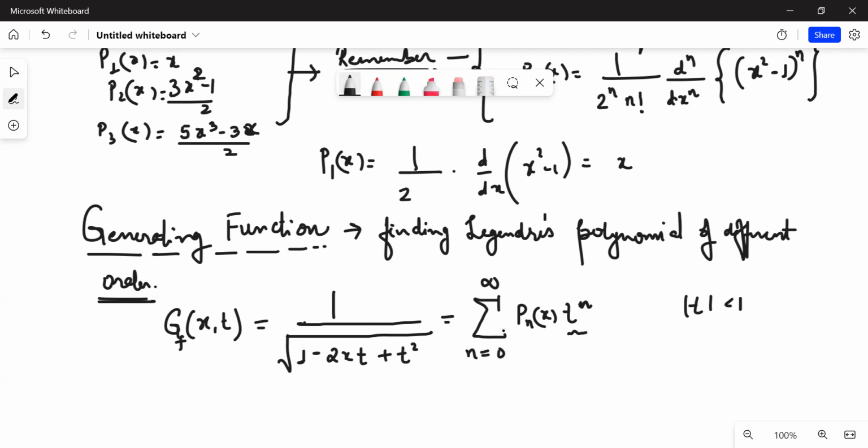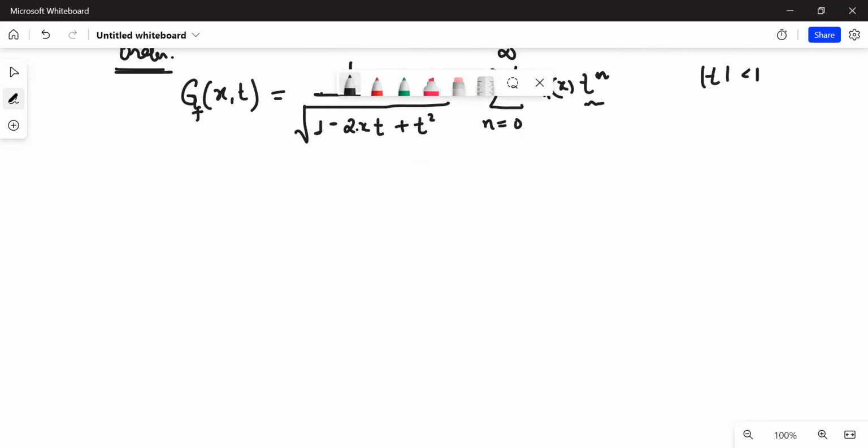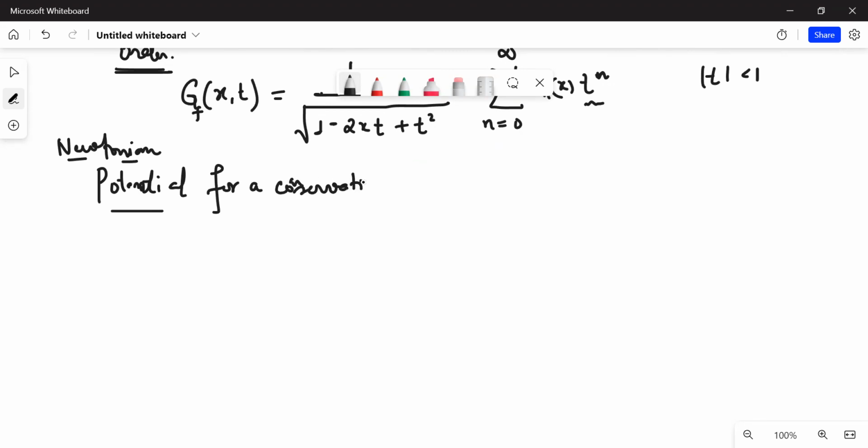Yes. Okay. And you'll find this particular thing occurring immediately in any of the potentials, any of the Newtonian potential for a conservative field. So this is what I'm trying to write: Newtonian potential for a conservative field.